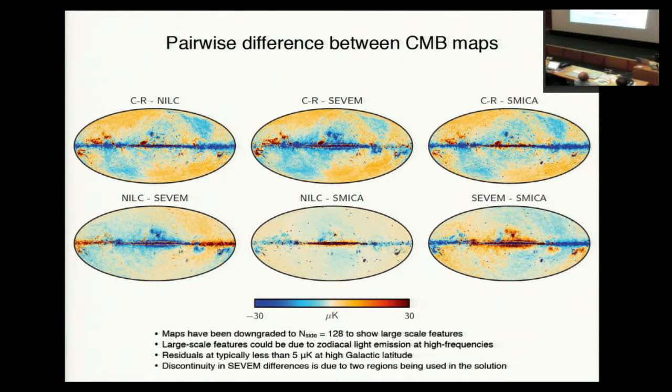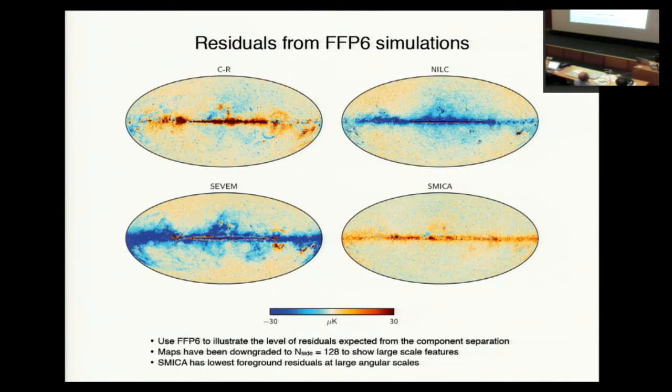And some of the maps have discontinuities because of their masks, where different weights are applied in different regions of the sky. That's reassuring. So we can actually look at the performance of our component separation methods by looking at the residuals from our simulation. So these are the FFP6 simulations.